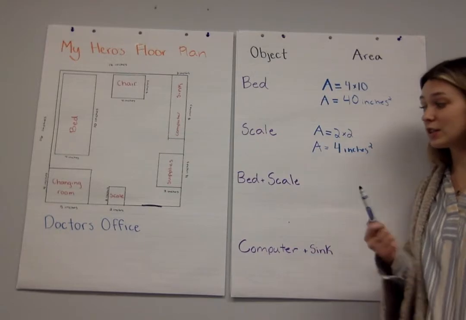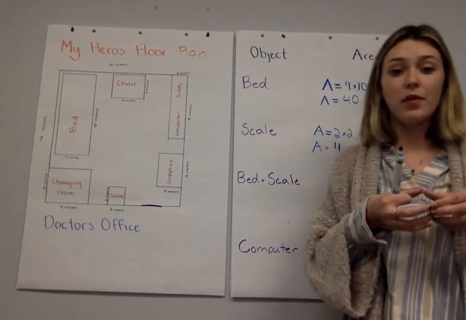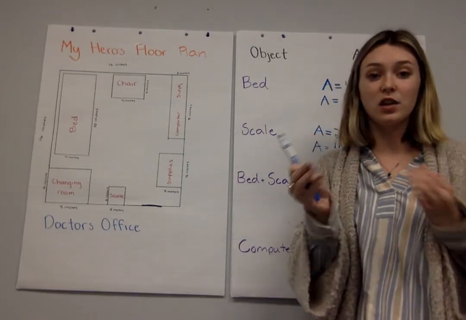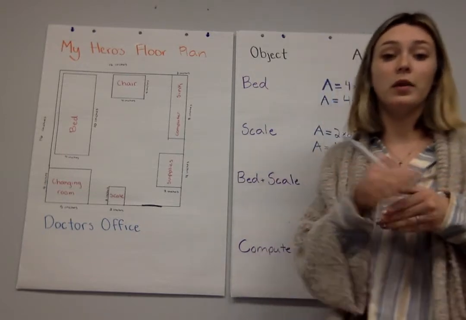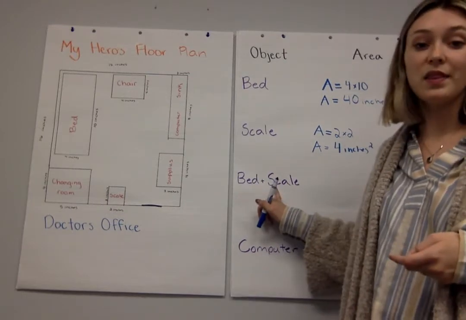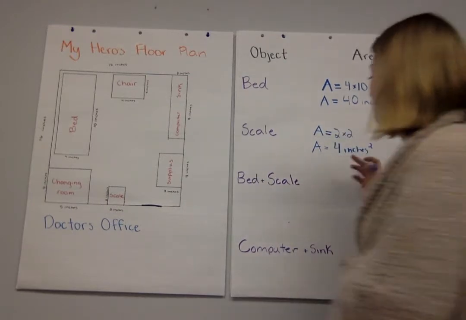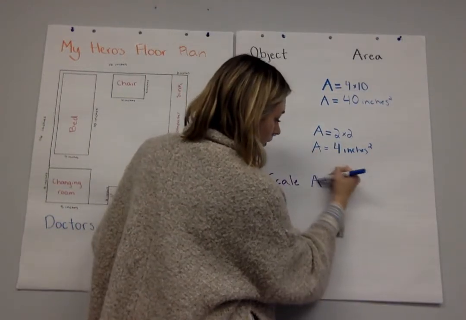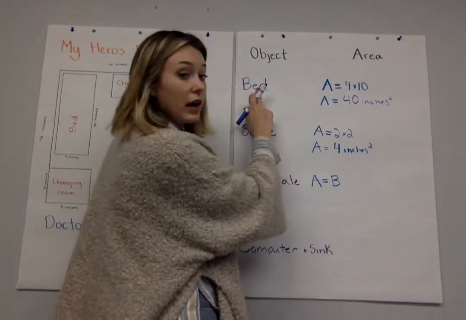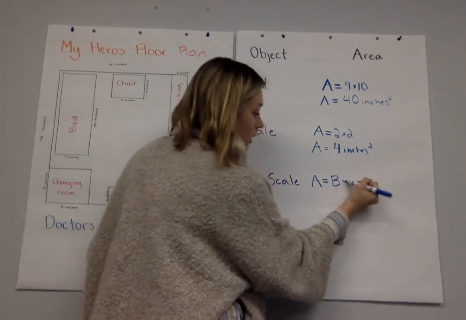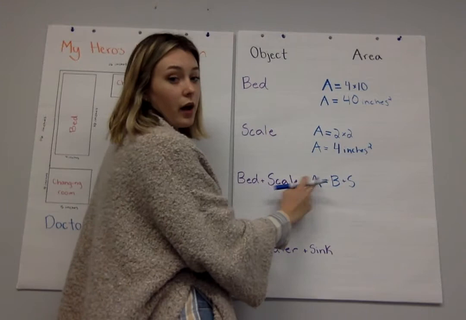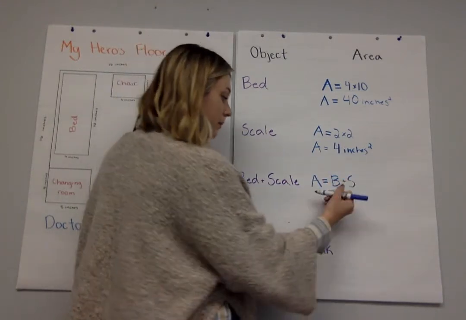So it seems like the easiest thing to do is add them together because we want the bed and the scale. And we know from our keywords to look for with addition, when we use the word and in a problem, we want addition. So we have the bed and the scale. So I know that the area for A equals, I'm going to use a big B for the area of the bed plus the area of the scale, we're going to use an S. So we want the area of the bed plus the scale.